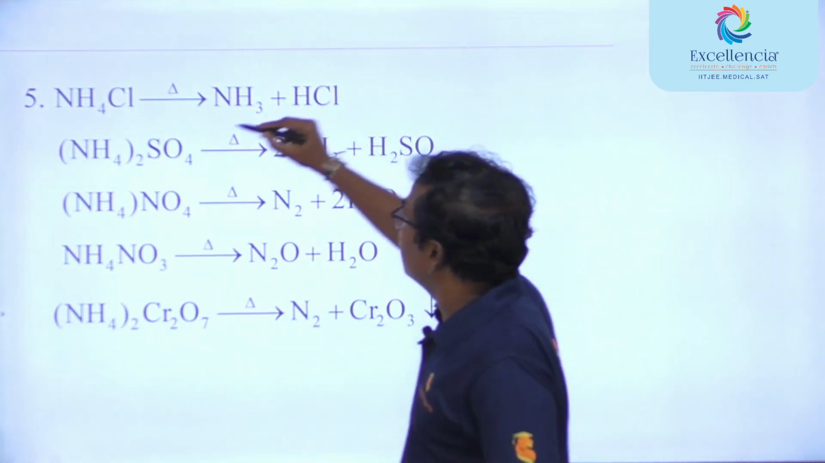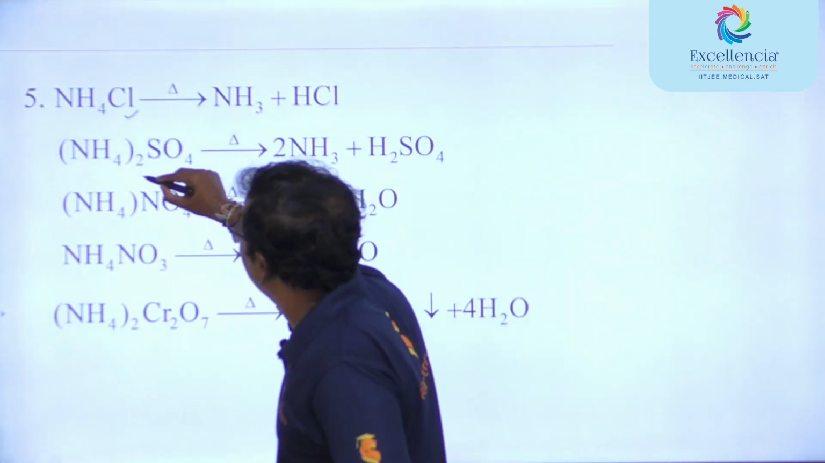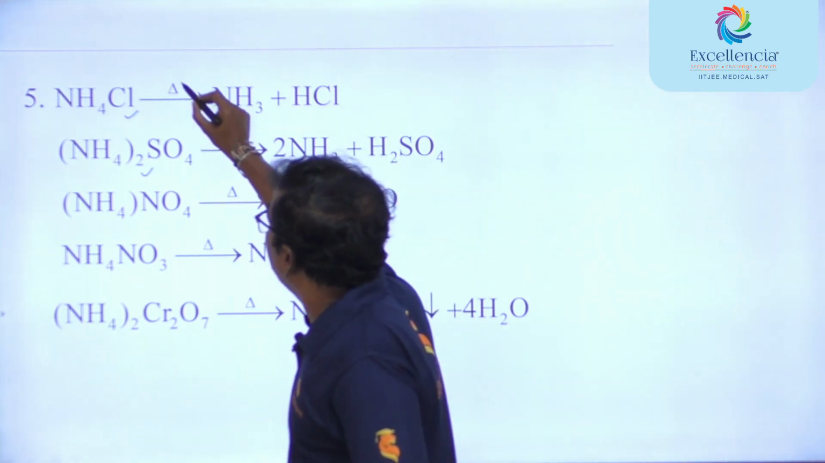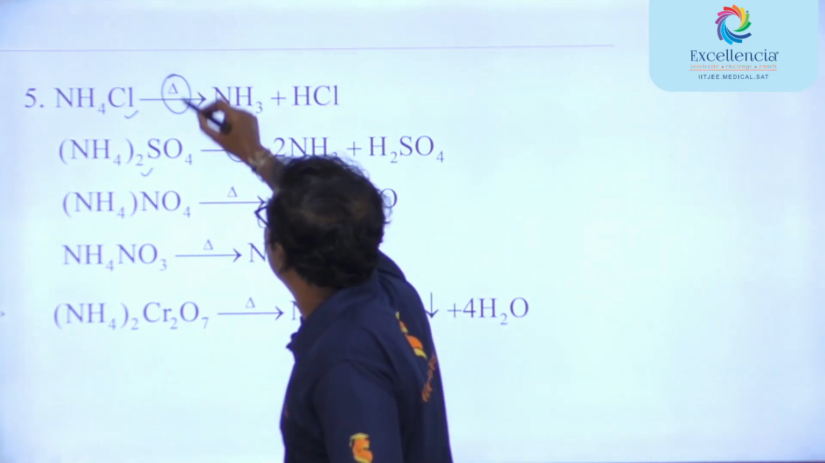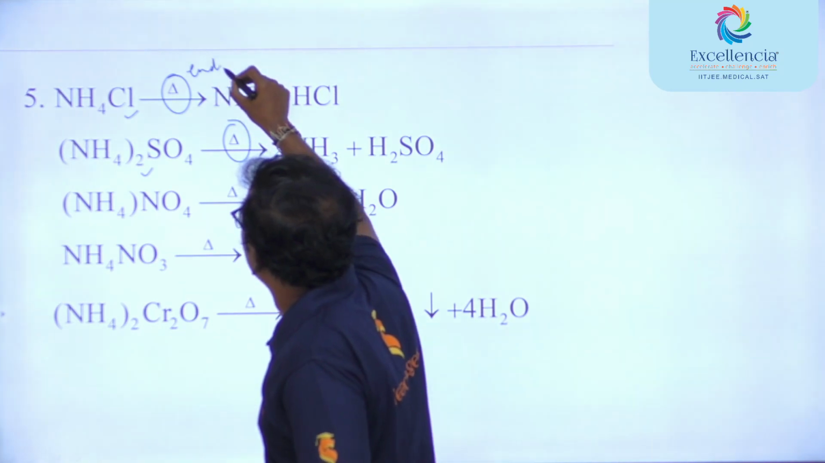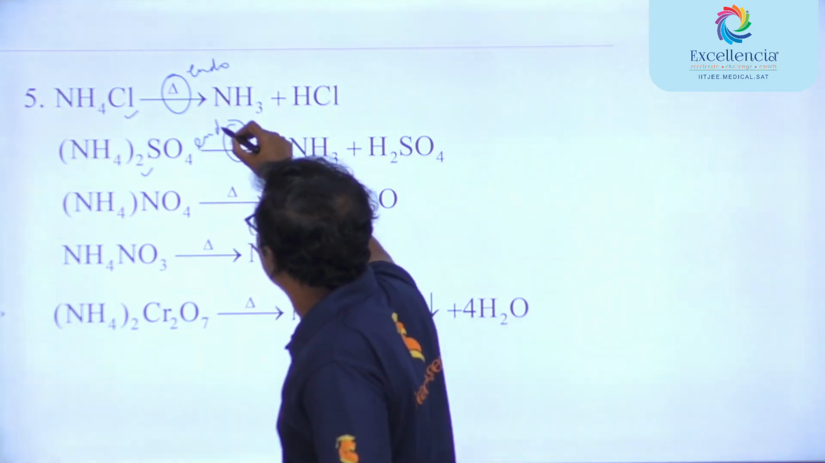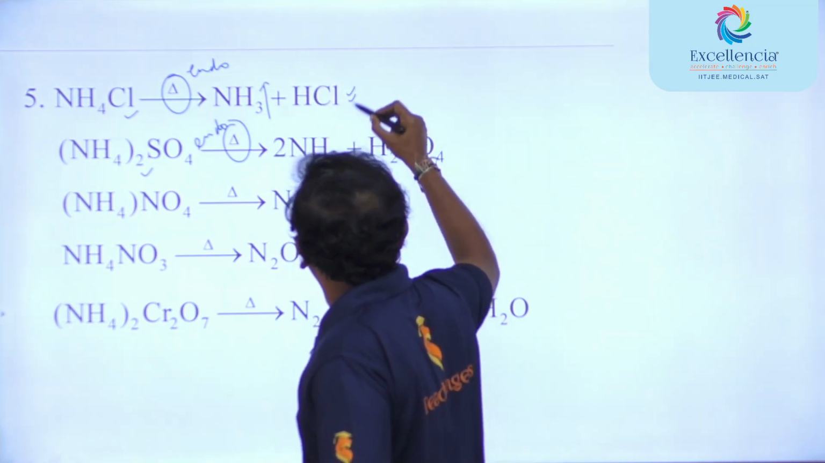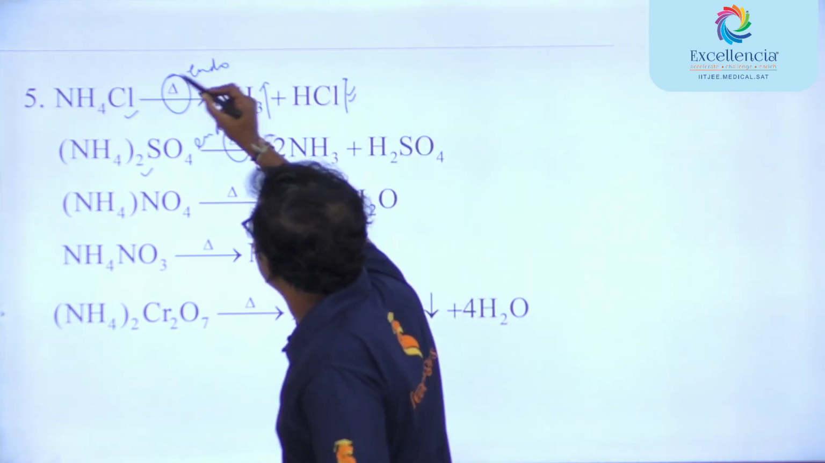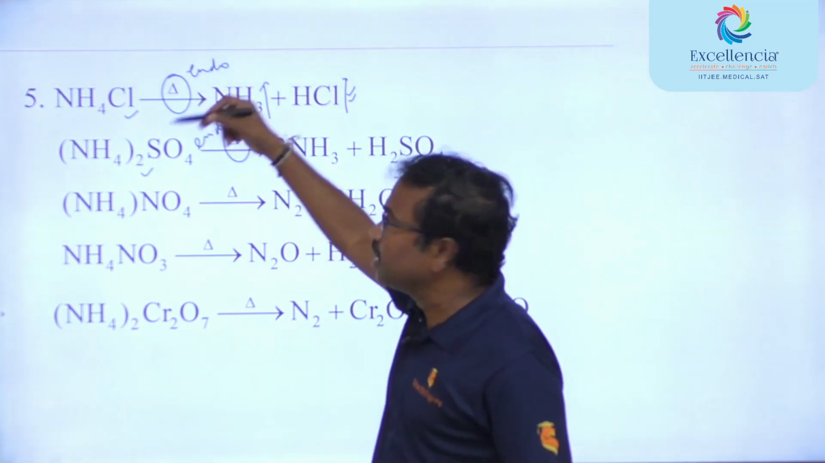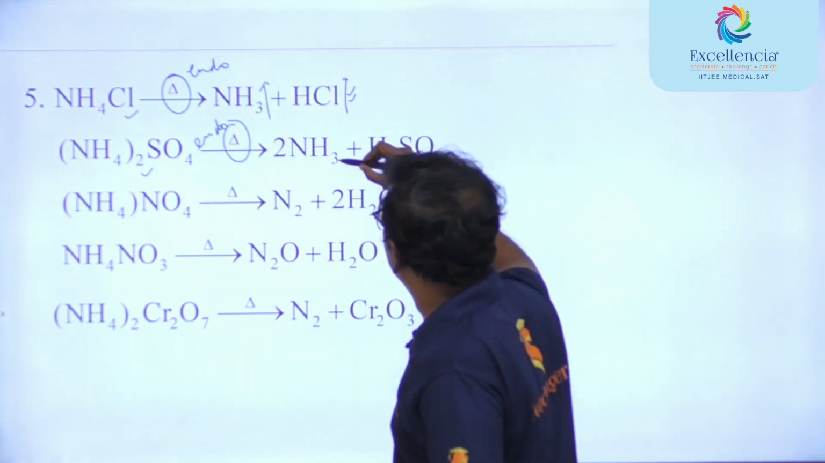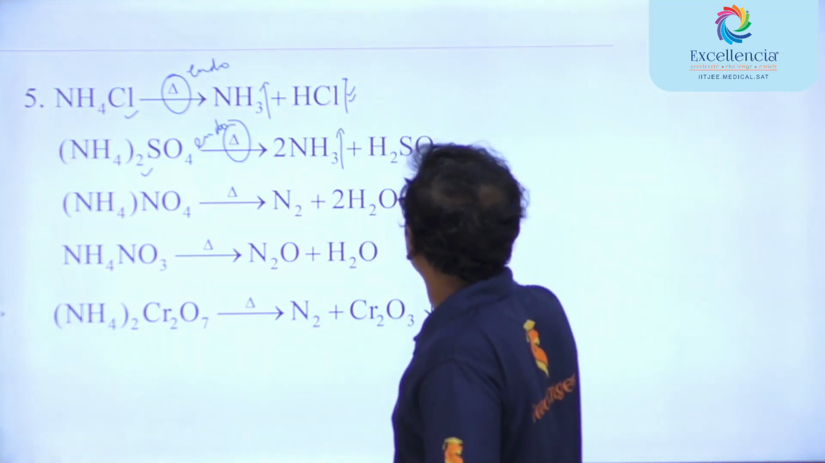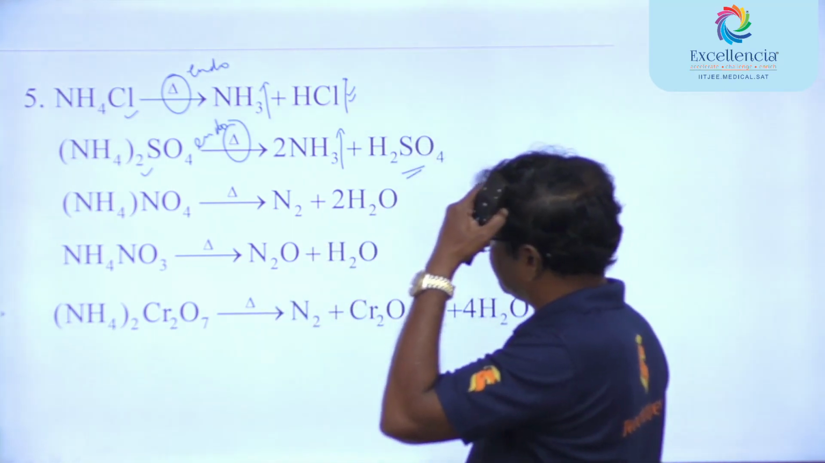So ammonium chloride you have here, ammonium sulfate you have here. And on heating, which is an endothermic process, ammonia is released along with HCl. And assuming that this is above the boiling point, HCl also is vapor, and this is ammonia and of course sulfuric acid.